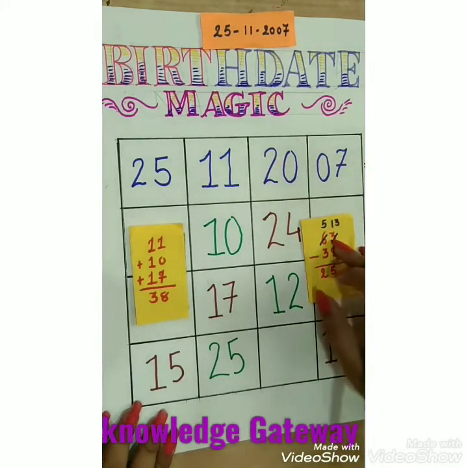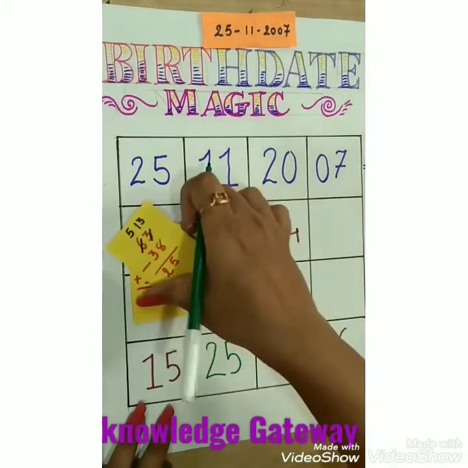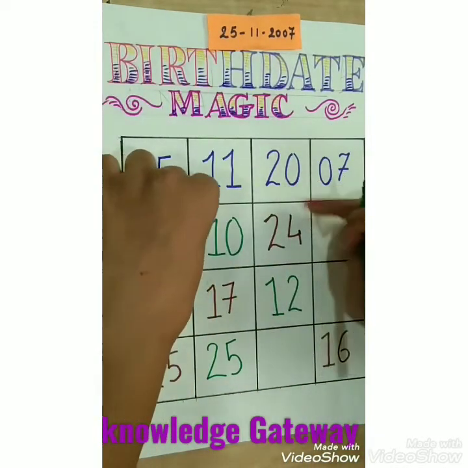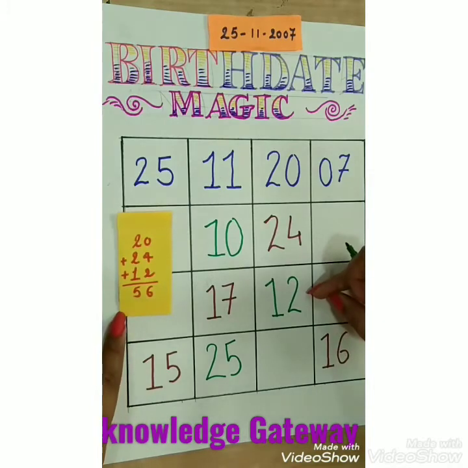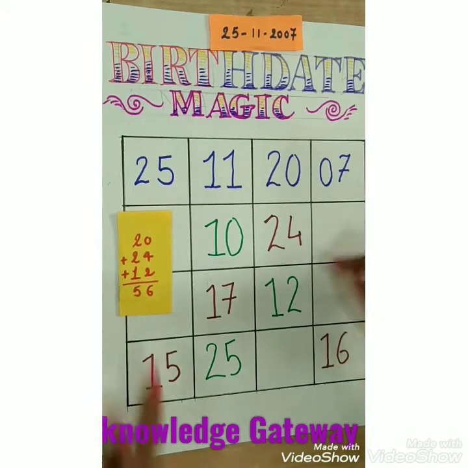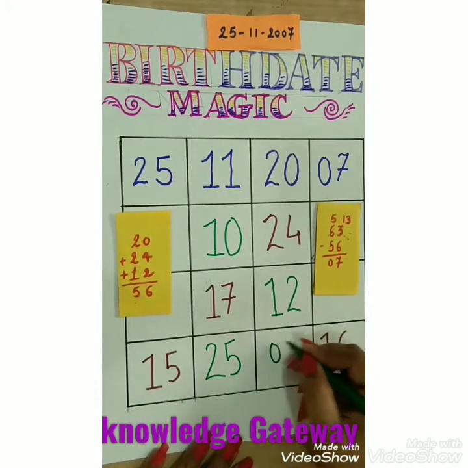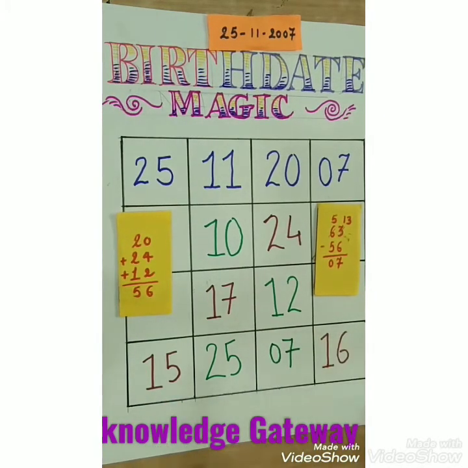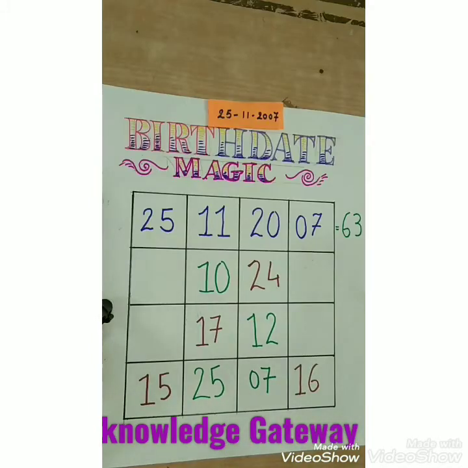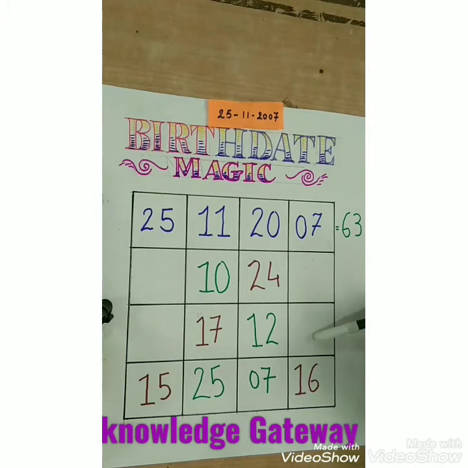Same like for this row, if I take the addition of these 3 numbers, 20 plus 24 plus 12, then the answer will be 56, and I will subtract this 56 from 63. So you can see my answer is 7. So I will put 7.